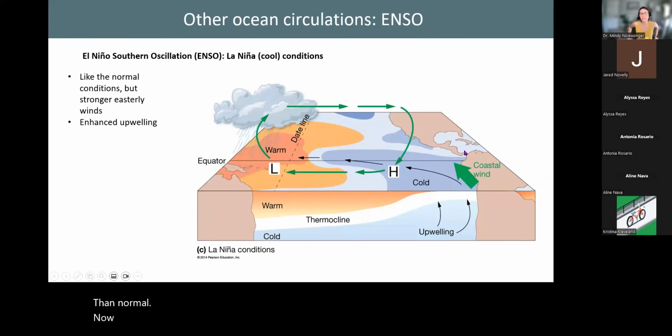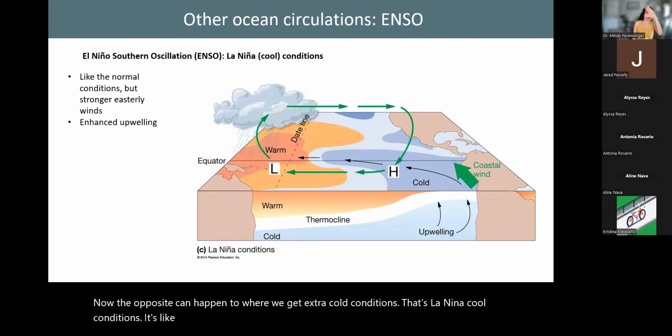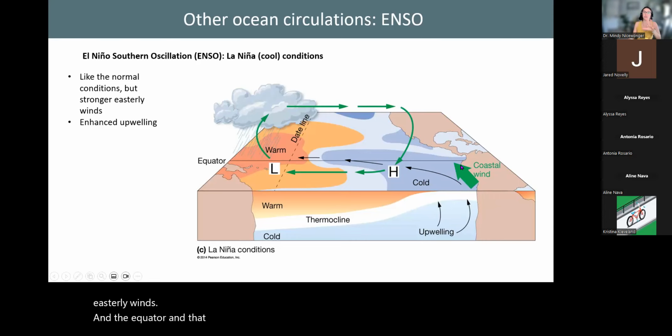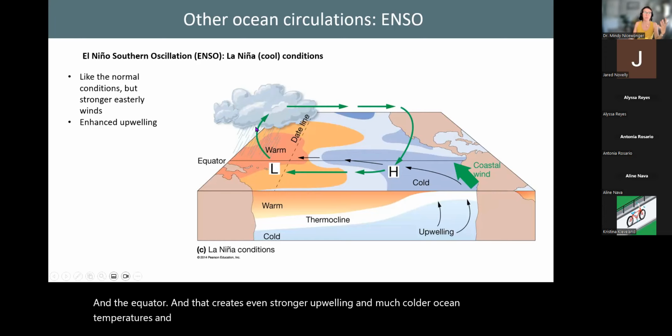Now, the opposite can happen too, where we get extra cold conditions. That's La Nina, cool conditions. It's like the normal circulation, but stronger. So we have enhanced, stronger easterly winds in the equator, and that creates even stronger upwelling and much colder ocean temperatures and more rainfall along Australia and Asia.